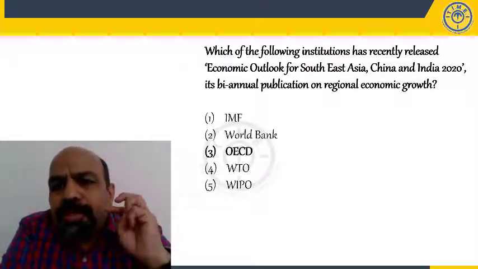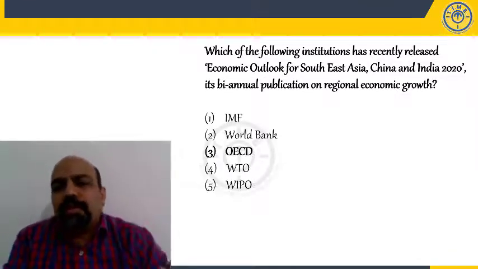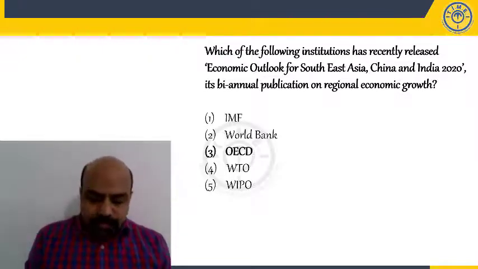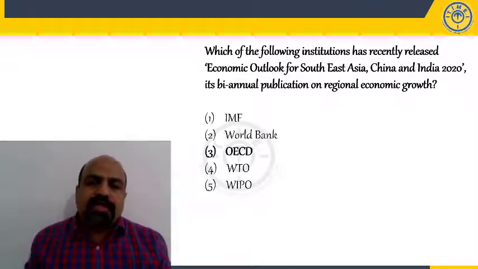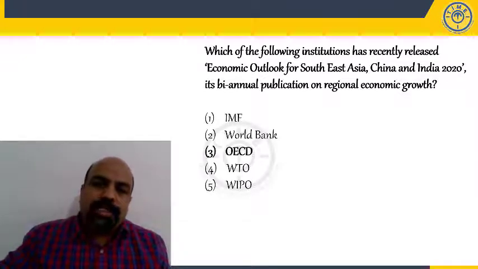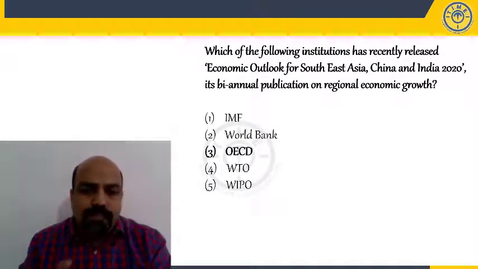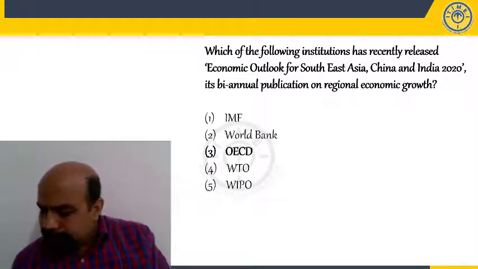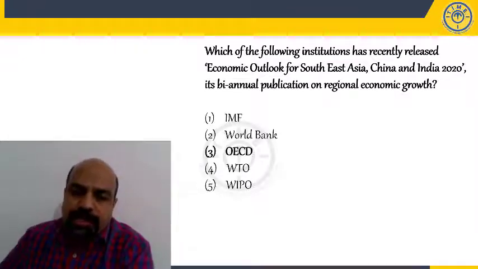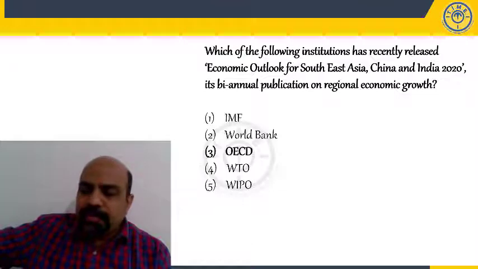Which of the following institutions have recently released the Economic Outlook for Southeast Asia, China and India 2020, its biennial publication on regional economic growth? OECD. You could write this. Organization for Economic Cooperation and Development. Underline that. उसके नीचे लिखिए. Established 1961.